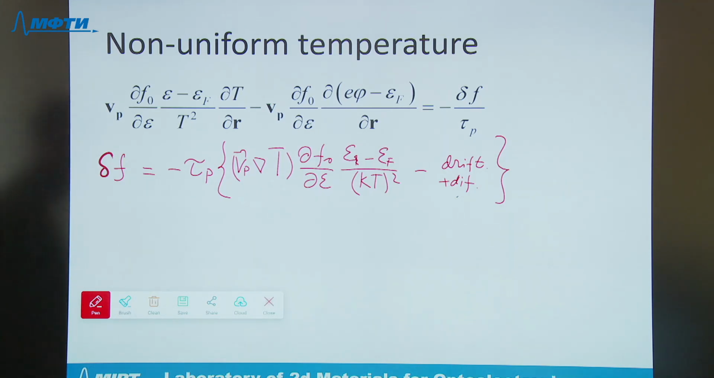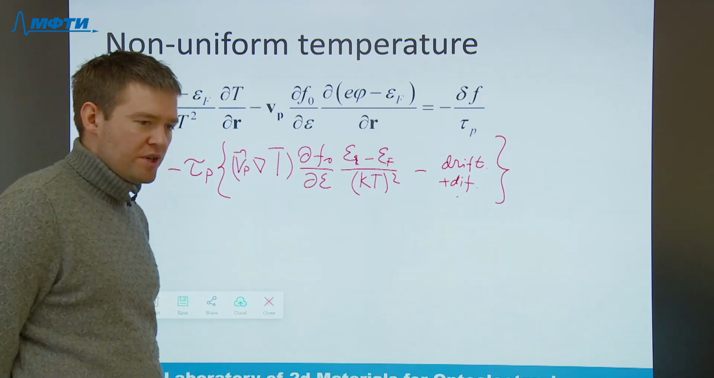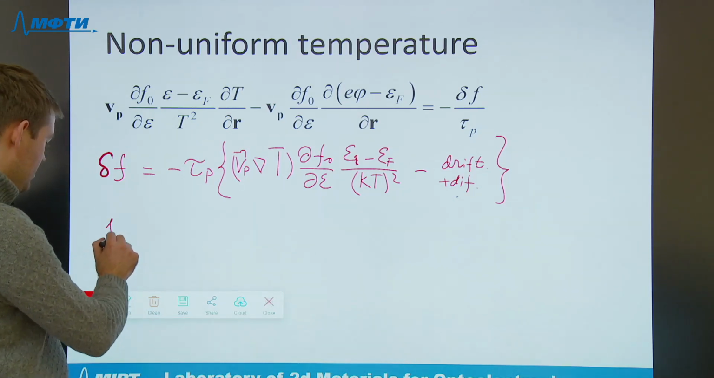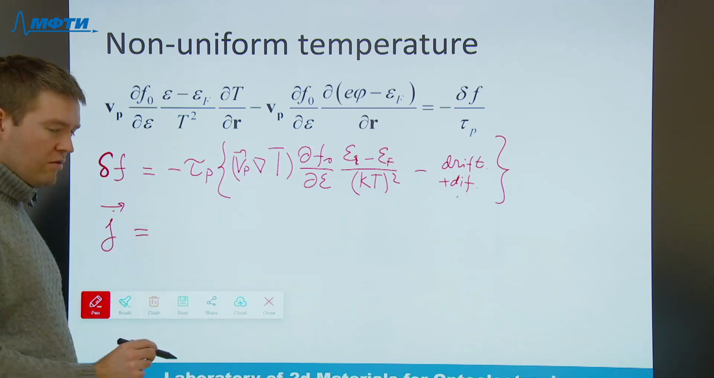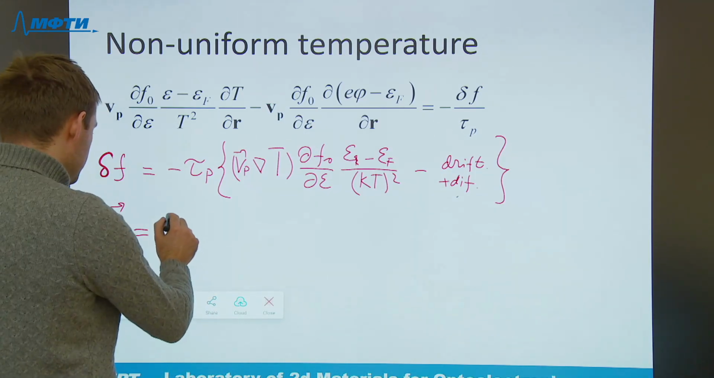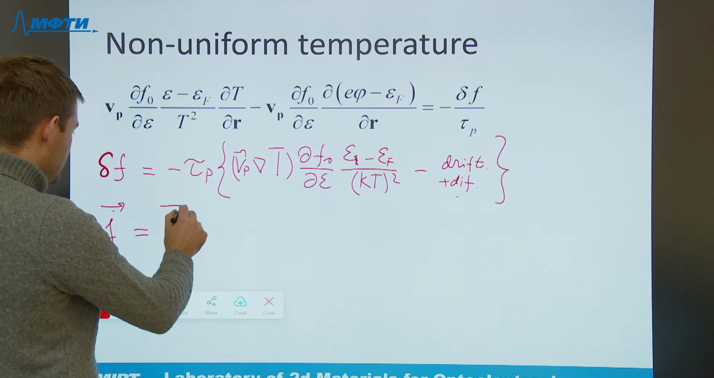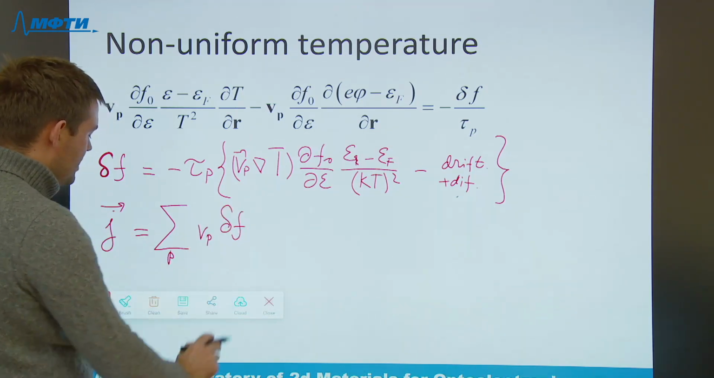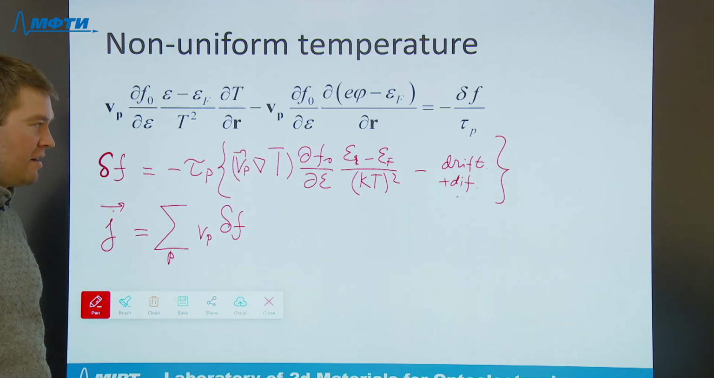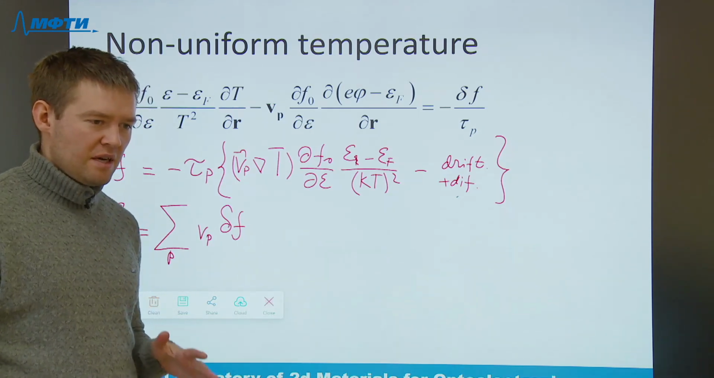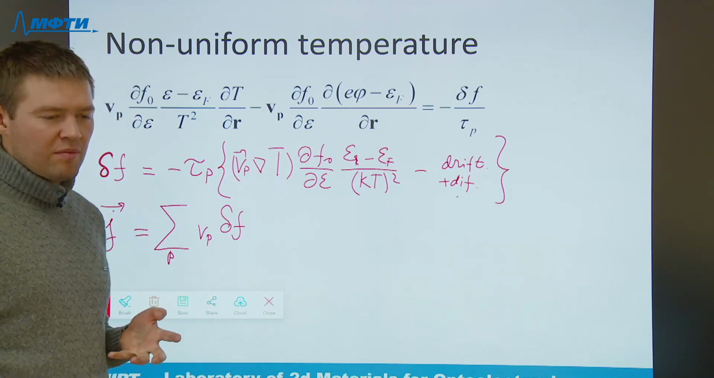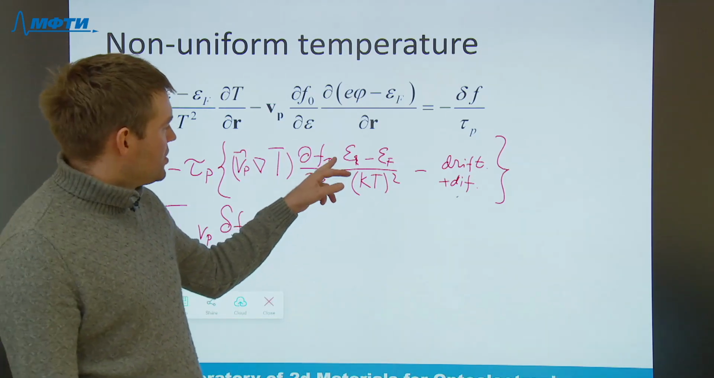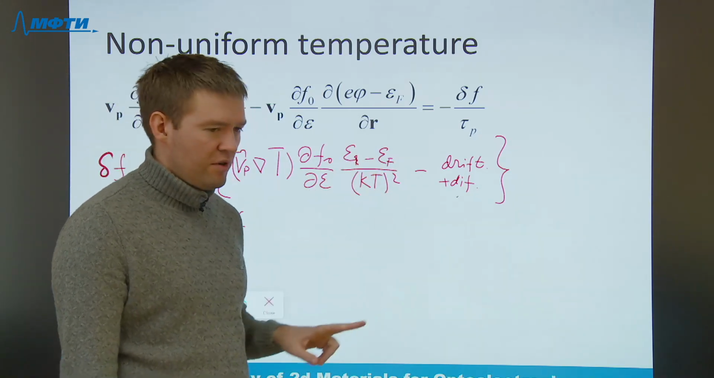So the solution for the distribution function in the presence of temperature gradients is obtained, and we can also now evaluate the flux, the average electric current due to this amendment delta F. It equals the sum over momentum space of Vp multiplied by the obtained distribution function delta F. Again, we will need to evaluate some integrals that would be slightly different from the integrals that we had in the case of electric conductivity, because they would involve this difference of energy and Fermi level.